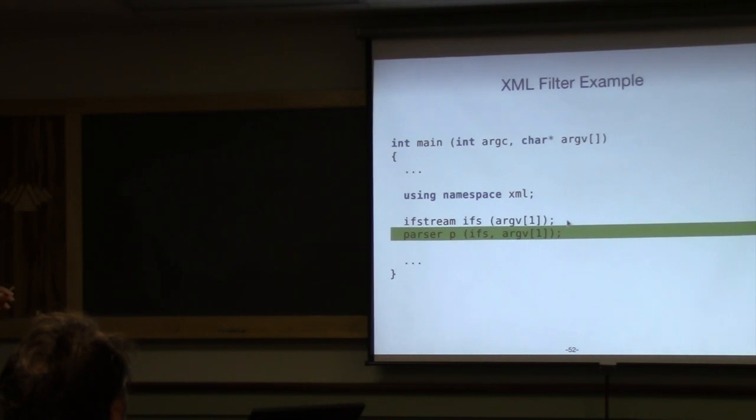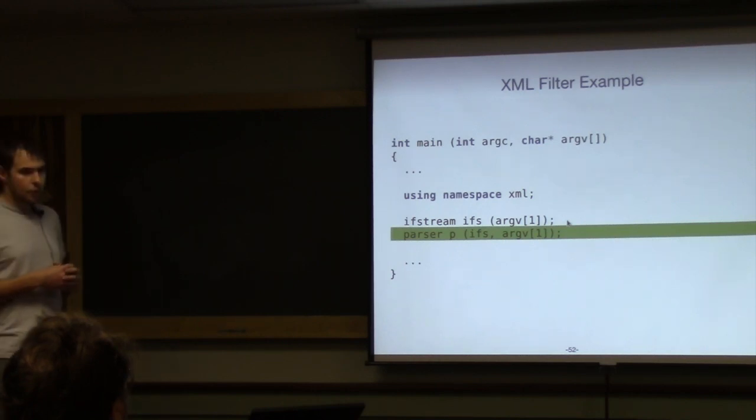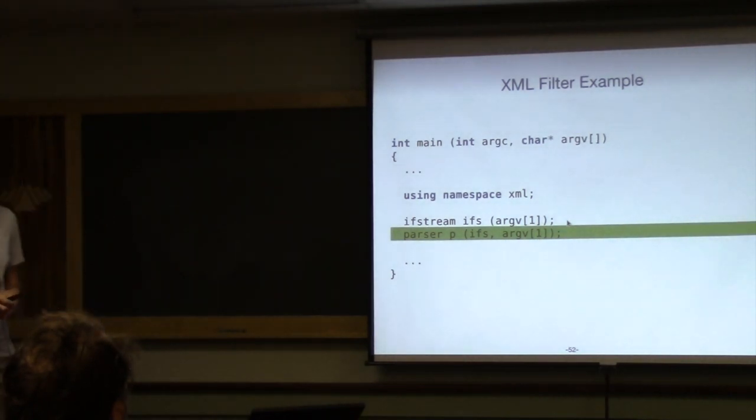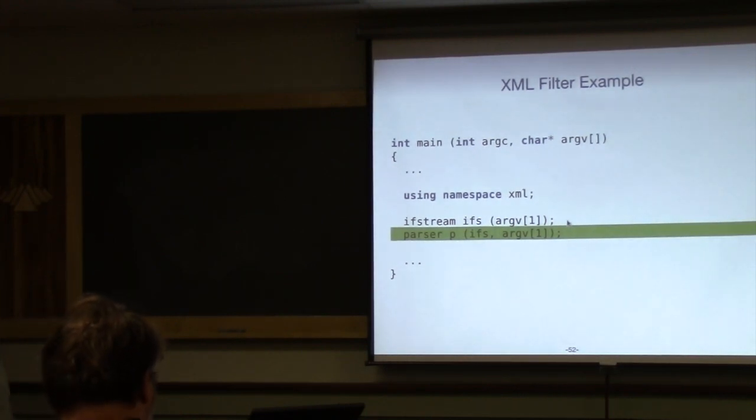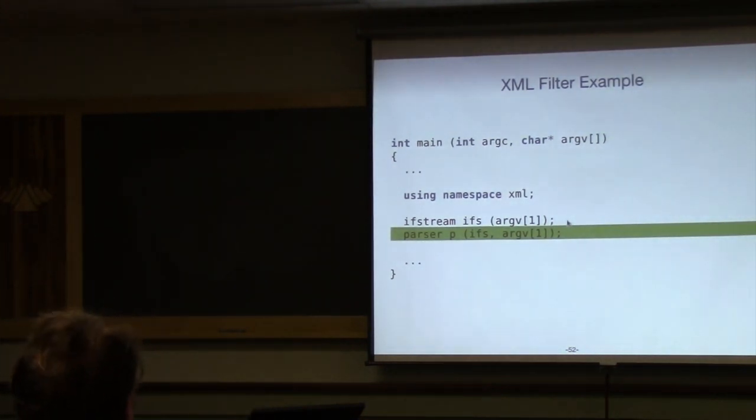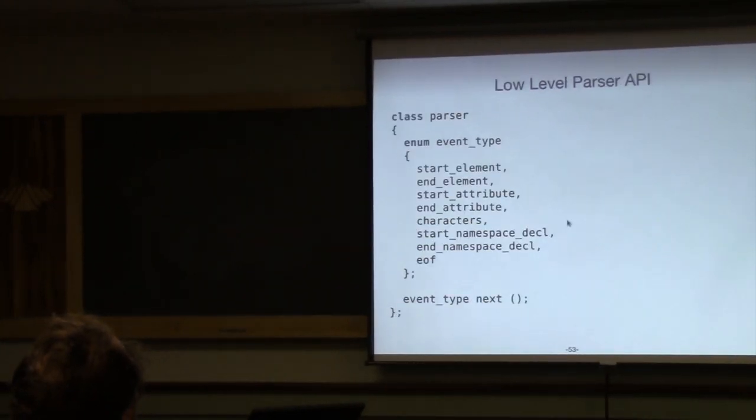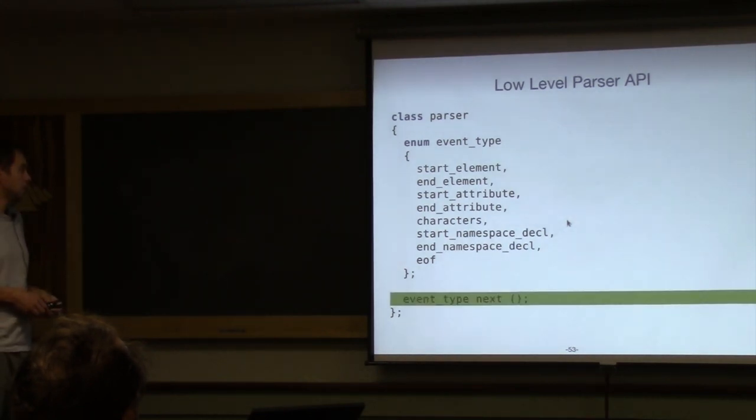All right, so as an example, let's write a filter that removes a specific attribute from all the elements in the document. So the first thing we do is create a parser instance. Okay, so far so good, right? Pretty easy stuff. Okay, the next chunk of the API. I'll just let you check it out.